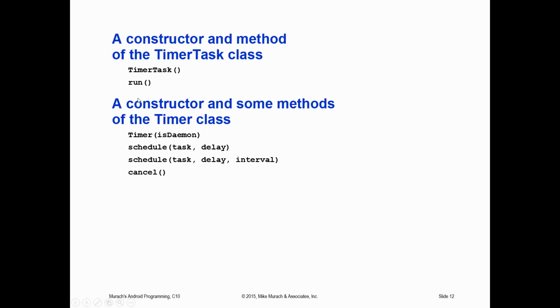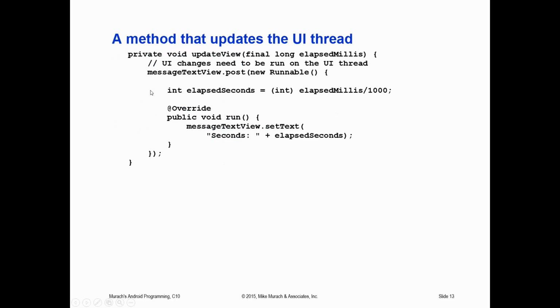We've also got timer task, which creates a new timer task object, and run, which is an abstract method of the timer task class. So you use timer task and timer classes to create threads that execute tasks after a specified delay or at a specified interval. When you do this, if you create a time task that runs in its own thread in the background, then as the background thread runs, you need a way to update the UI thread.